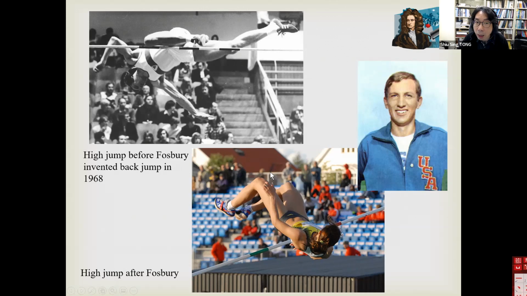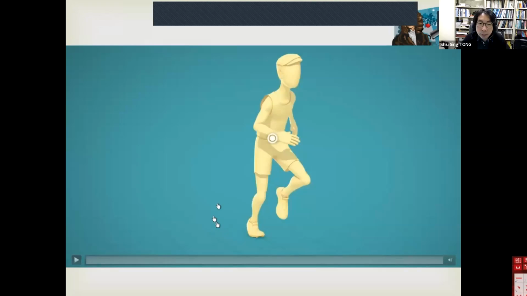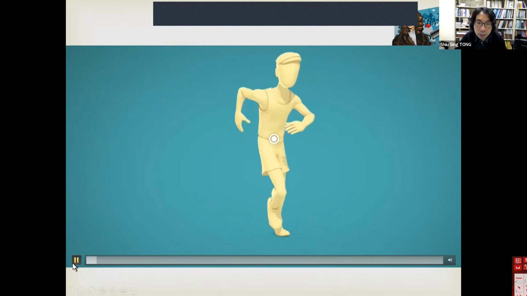Now we will be able to see why passing over the pole with the back hovering over the pole is an advantage by considering the center of mass. Now, let's see this video. Now, the center of mass of a normal person is somewhere in the abdomen, somewhere here. So let's see how the center of mass position changes when the athlete jumps over the pole.